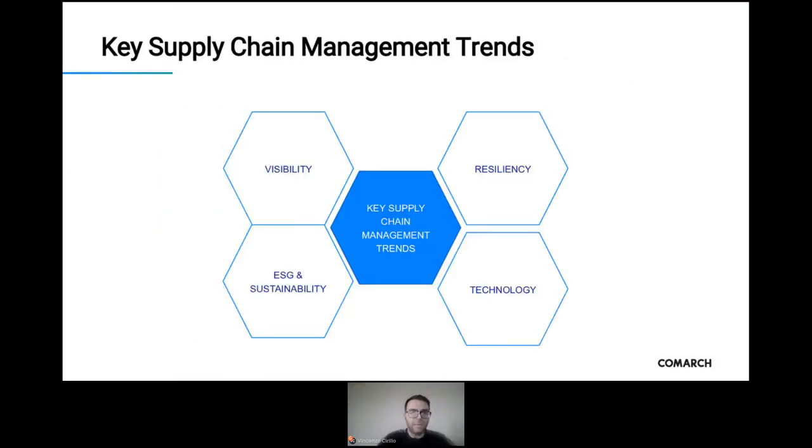So let's have now a look at the main key supply chain management trends that have been managed by top leaders this year, but also I believe that these supply chain management trends are also going to be crucial for next year. One of these top key management trends is, of course, visibility.